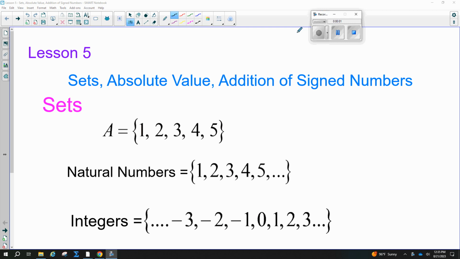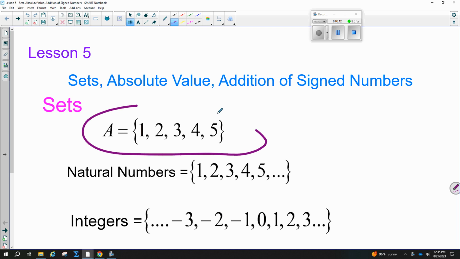All right, lesson 5. Sets, absolute value, and addition and subtraction of signed numbers. This is a set right here. So basically a set of numbers. They just designated this as like set A. It could be any numbers, okay? And it's equal to, and we use these brackets to designate a set of numbers.